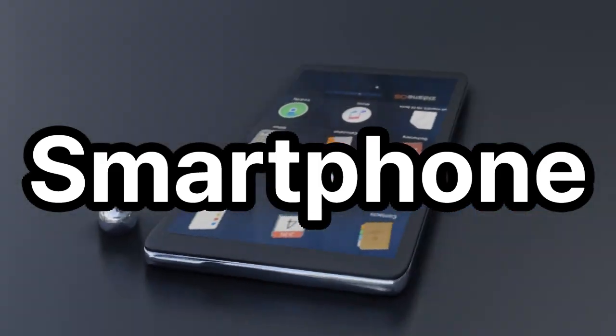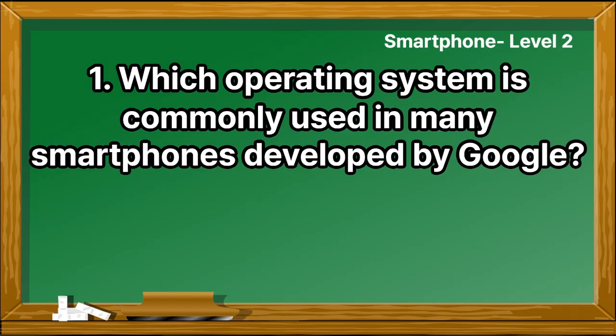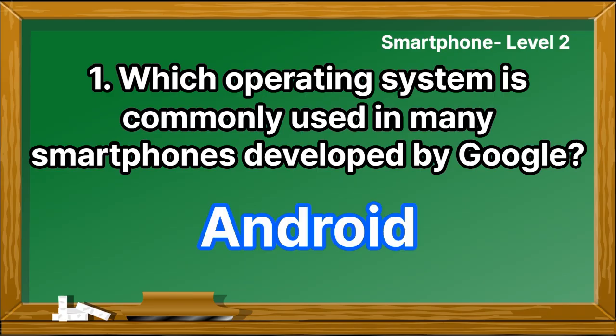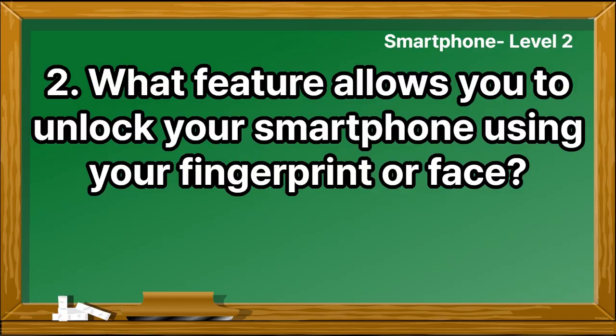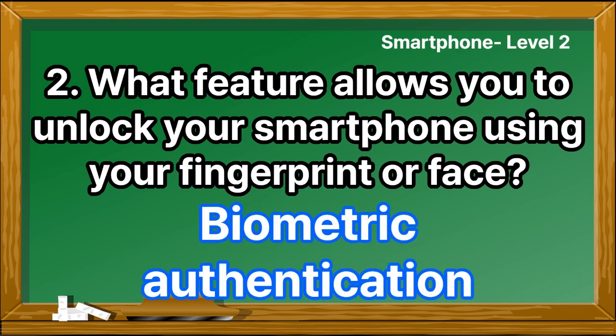Smartphone. Level 2. Which operating system is commonly used in many smartphones developed by Google? Android. What feature allows you to unlock your smartphone using your fingerprint or face? Biometric authentication.